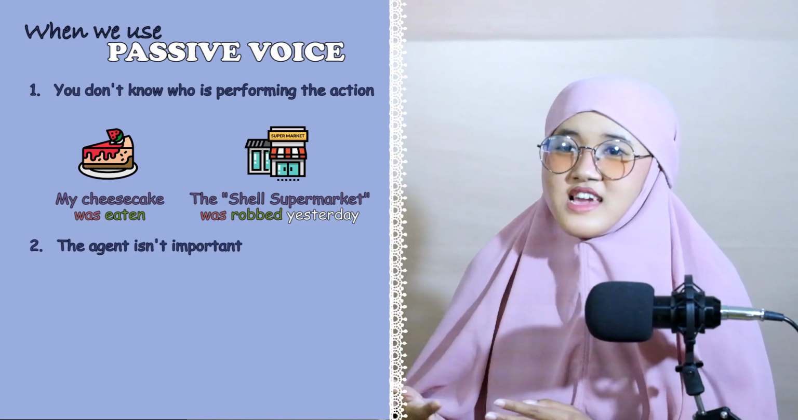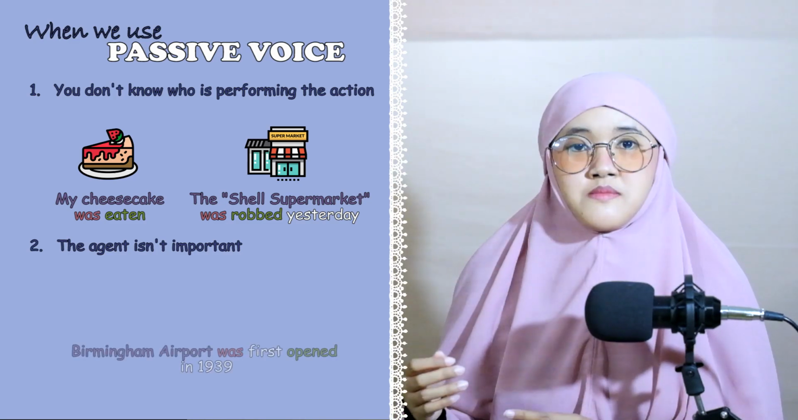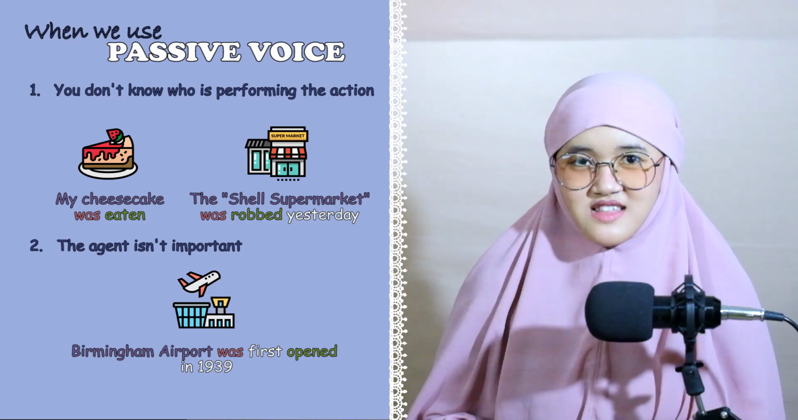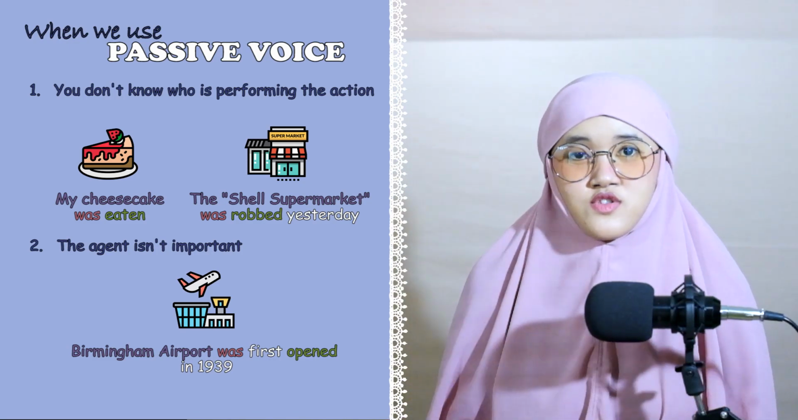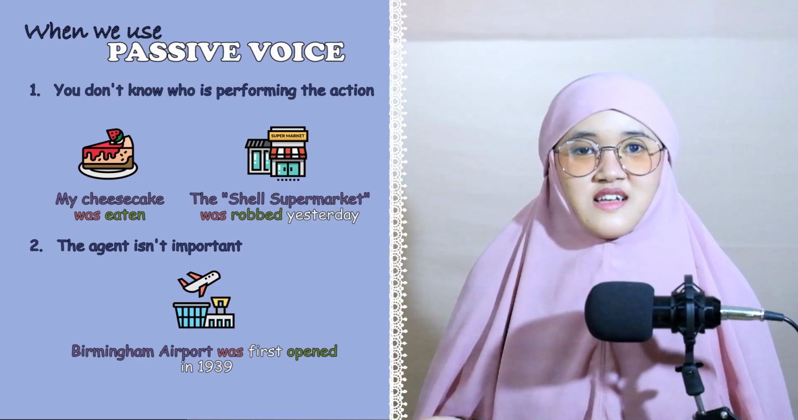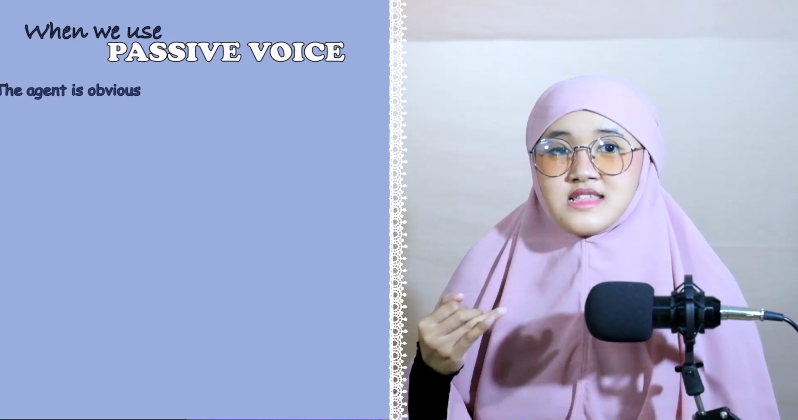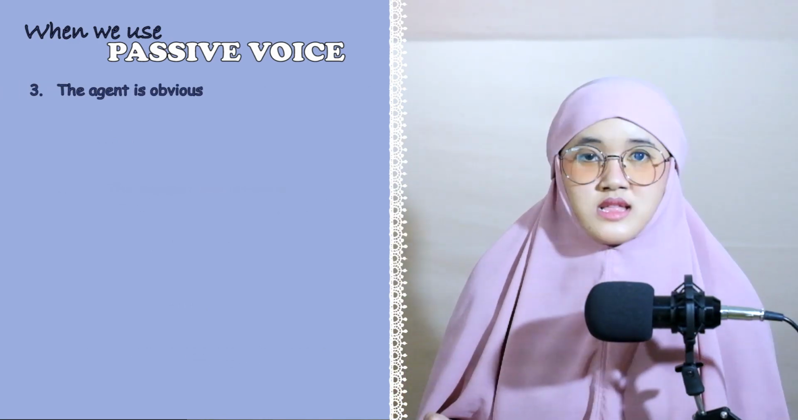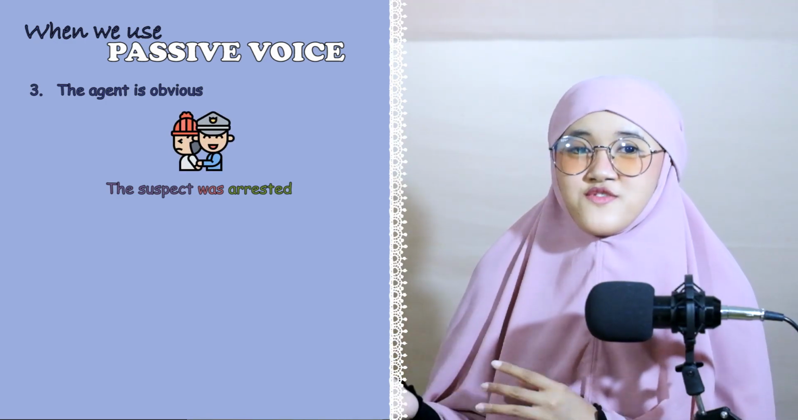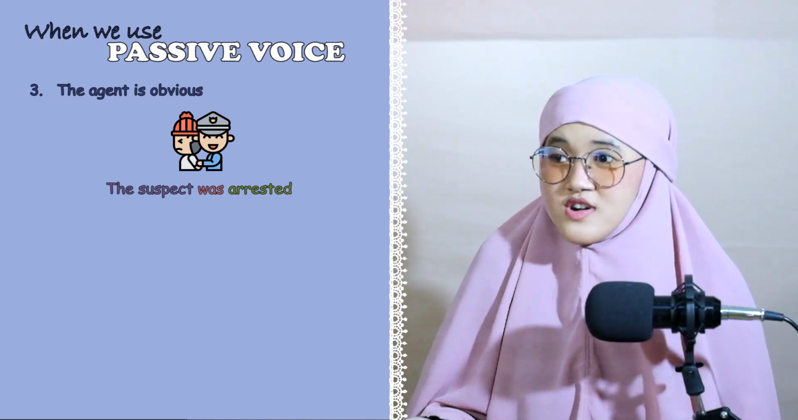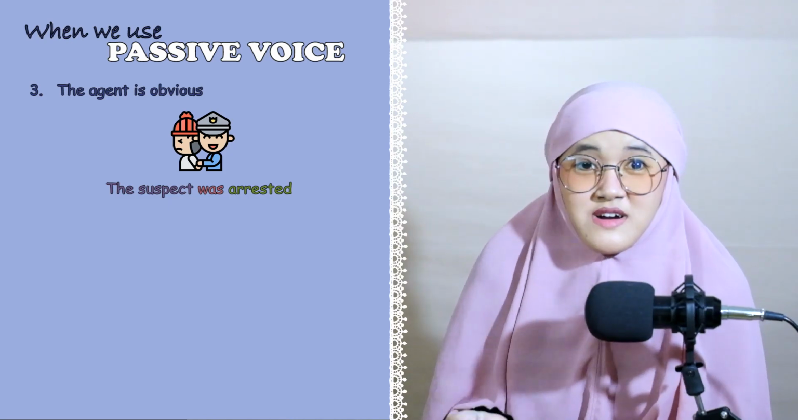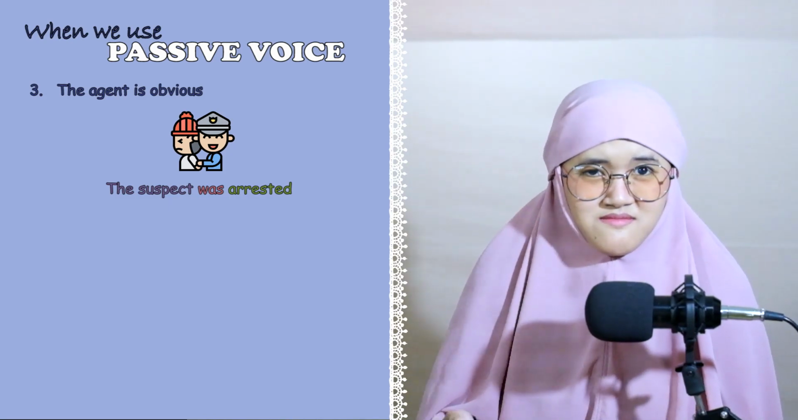Second, the agent is not important. Birmingham Airport was first opened in 1939. The passive voice may be used when it really isn't important who or what does something. Third, the agent is obvious. The suspect was arrested. We know exactly who performed the action. Of course, police. Who else? Dentist, makeup artist, hairdresser.